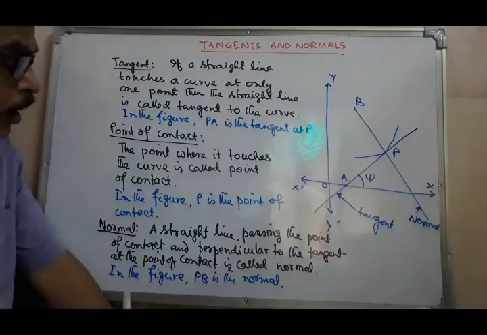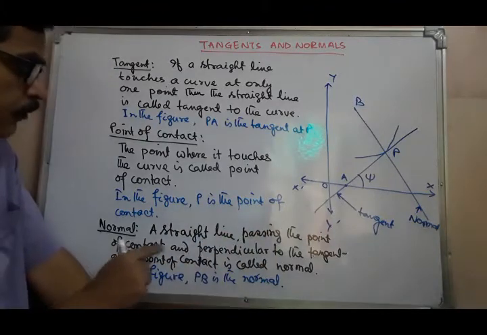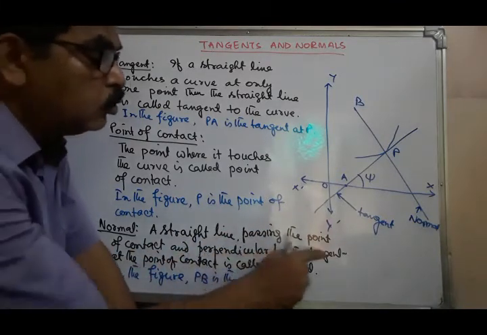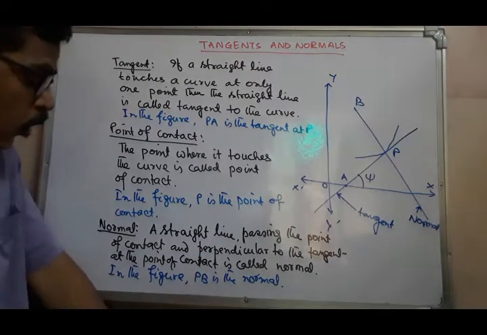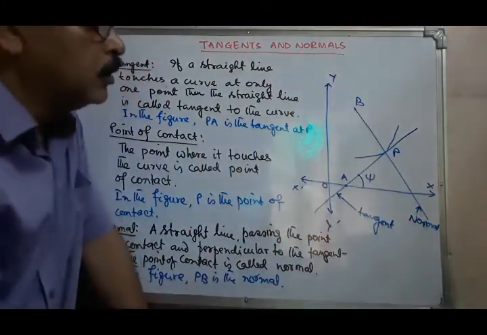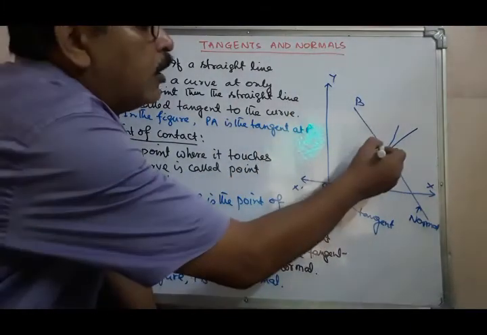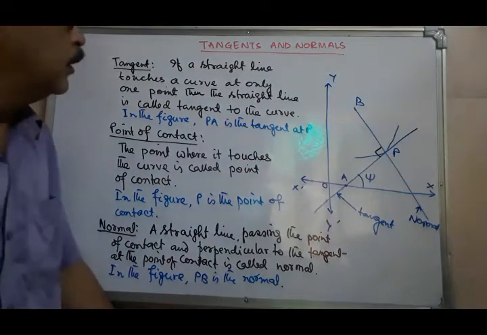Normal. A straight line passing through the point of contact and perpendicular to the tangent at the point of contact is called normal. In the figure, PB is the normal. So tangent and normal are always at 90 degree.